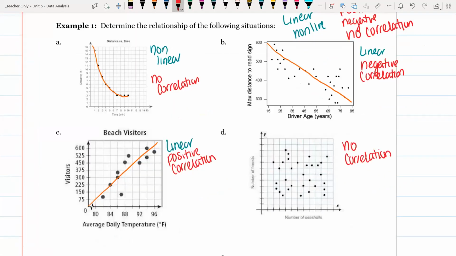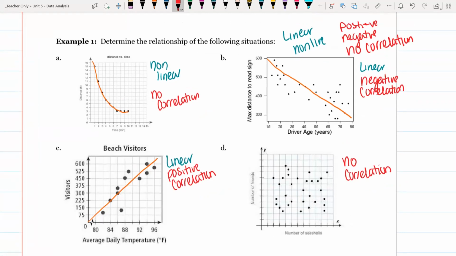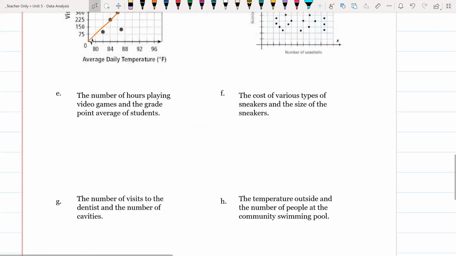All right, so let's look at these then. So the first one, A, it kind of makes a curvy line with those data points, right? So that's why it's non-linear. And because it's non-linear, it has no correlation, right? B kind of has a downward slope, and we could make a straight line out of that. So it's linear with a negative correlation. Letter C kind of makes a positive slope. It's increasing both ways. So it's linear with a positive correlation. And then D, we really can't make any sense of those points, right? So it's no correlation.